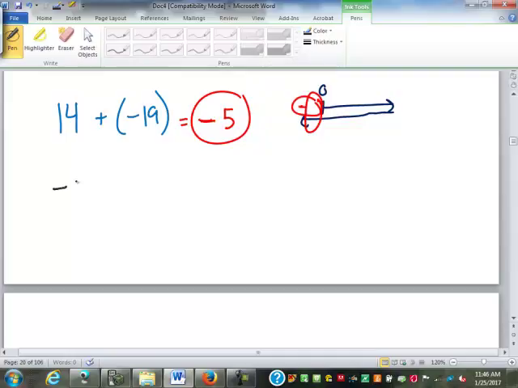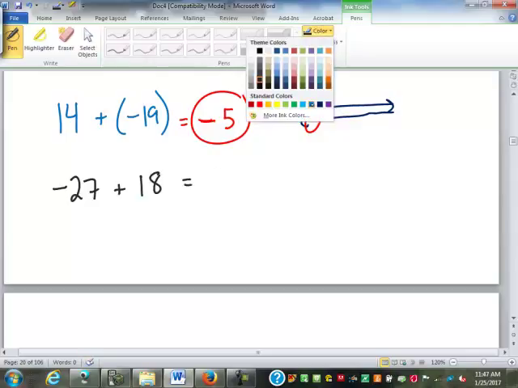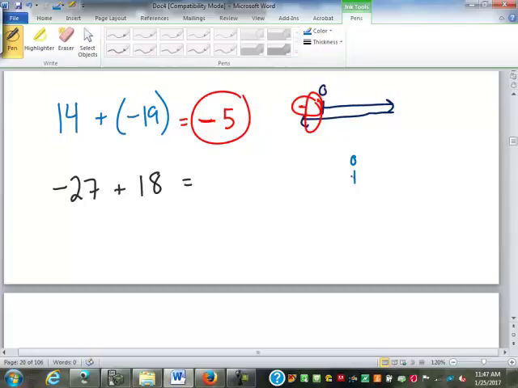So if I have a negative 27 plus 18, the same type of picture. Here's 0. Negative 27 goes right or left? Go ahead and just yell it out. You don't have to be shy. Left. Good.